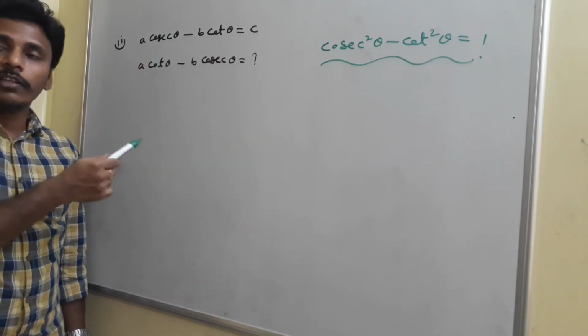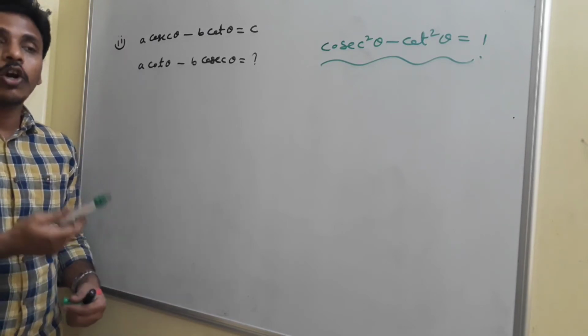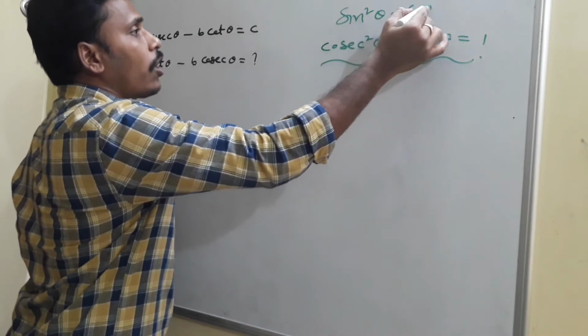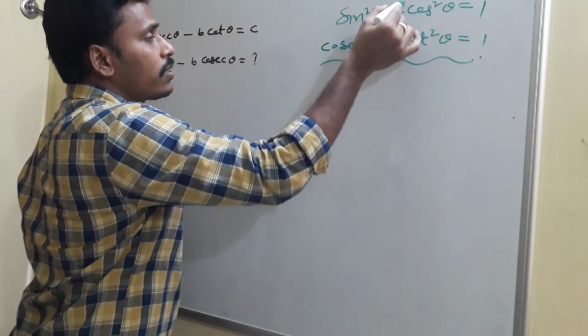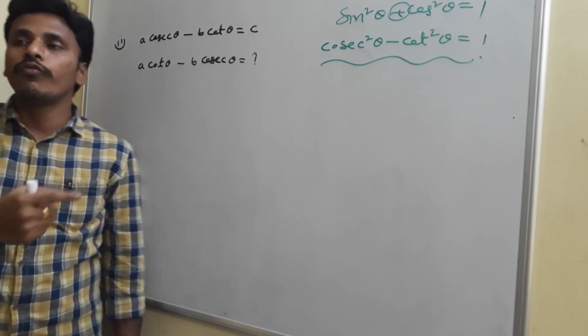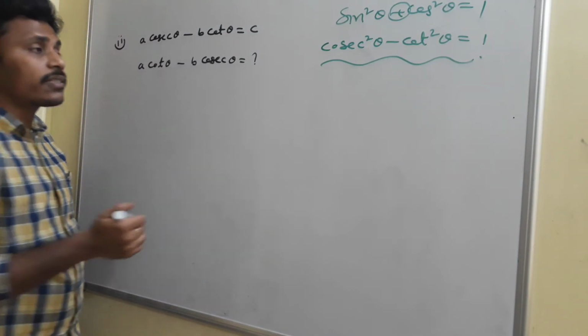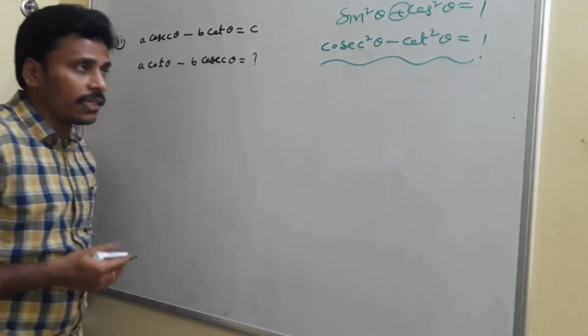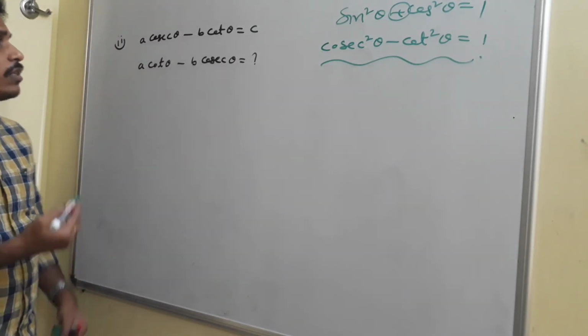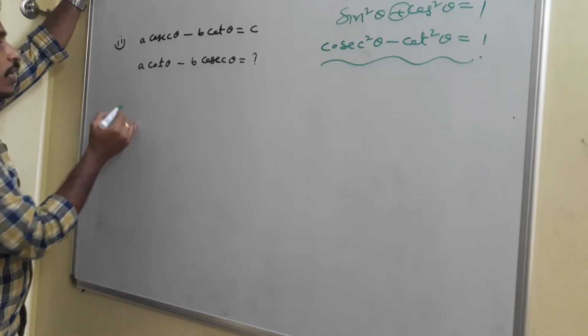See, actually for the previous problem we added. Why? Because there the identity is what? Sin square theta plus cos square theta is equal to 1. Since there the plus sign is involved in the standard identity, we need to move with the addition. And since the minus sign is involved in the standard identity, we need to move with the what? Subtraction here.